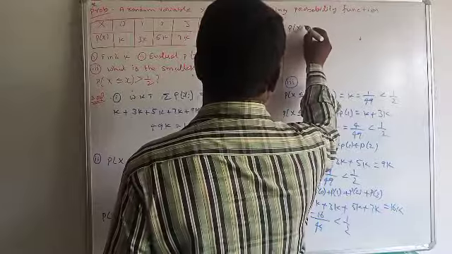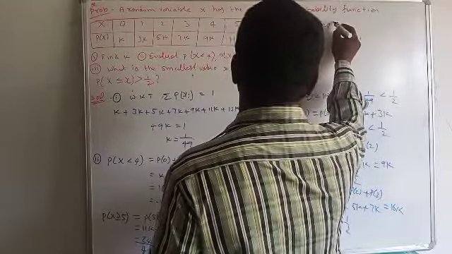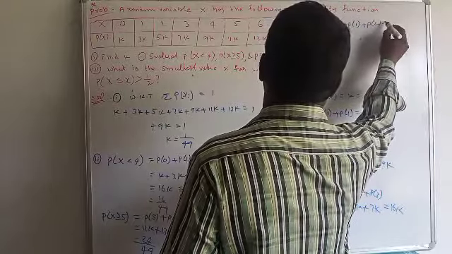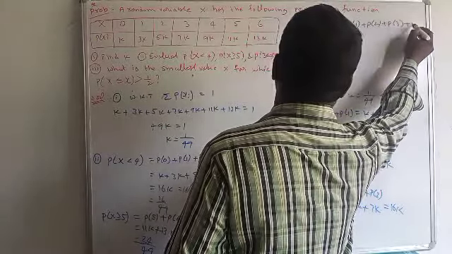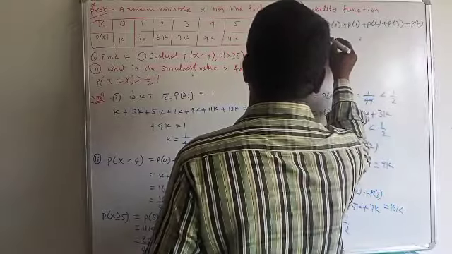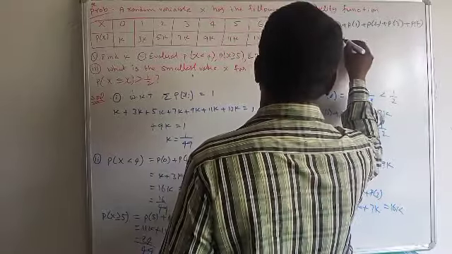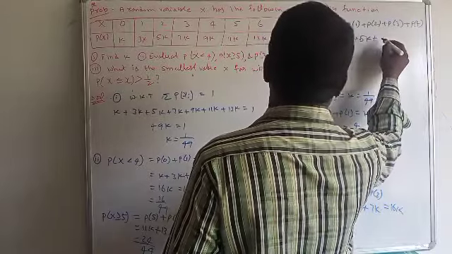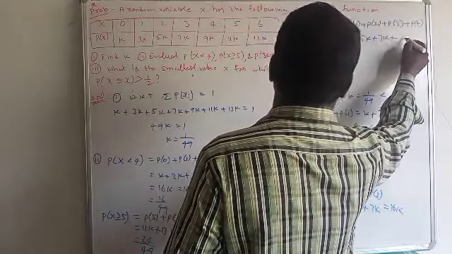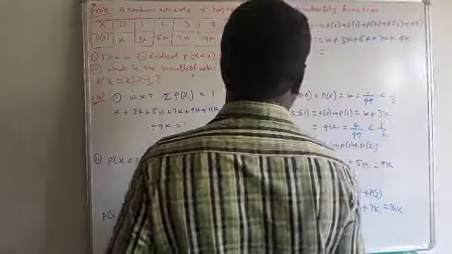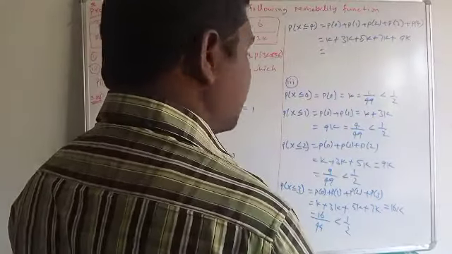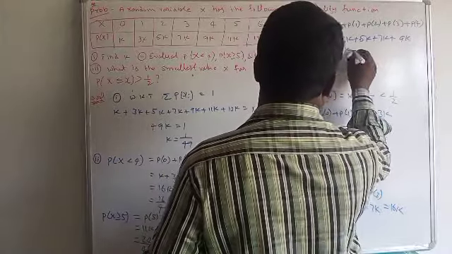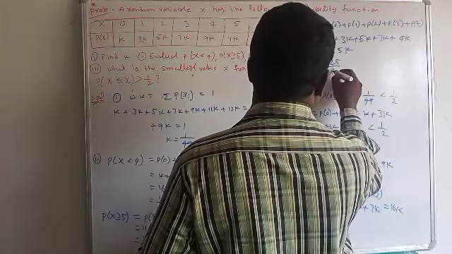To find the probability of X less than or equal to 4, this is P(0) plus P(1) plus P(2) plus P(3) plus P(4). P(0) is k, P(1) is 3k, P(2) is 5k, P(3) is 7k, P(4) is 9k. Finally, this is equal to 25k, which is 25 by 49.